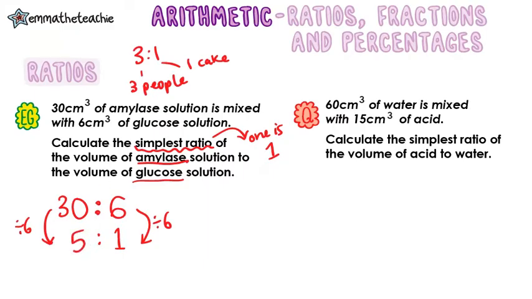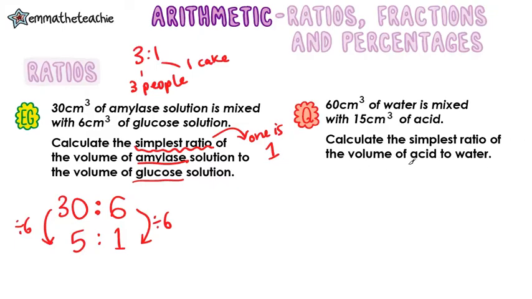Okay, now it's time for your question. Pause the video and press play when you've tried it. Ready? Okay, 60 centimeters cubed of water is mixed with 15 centimeters cubed of acid. Calculate the simplest ratio of the volume of acid to water.